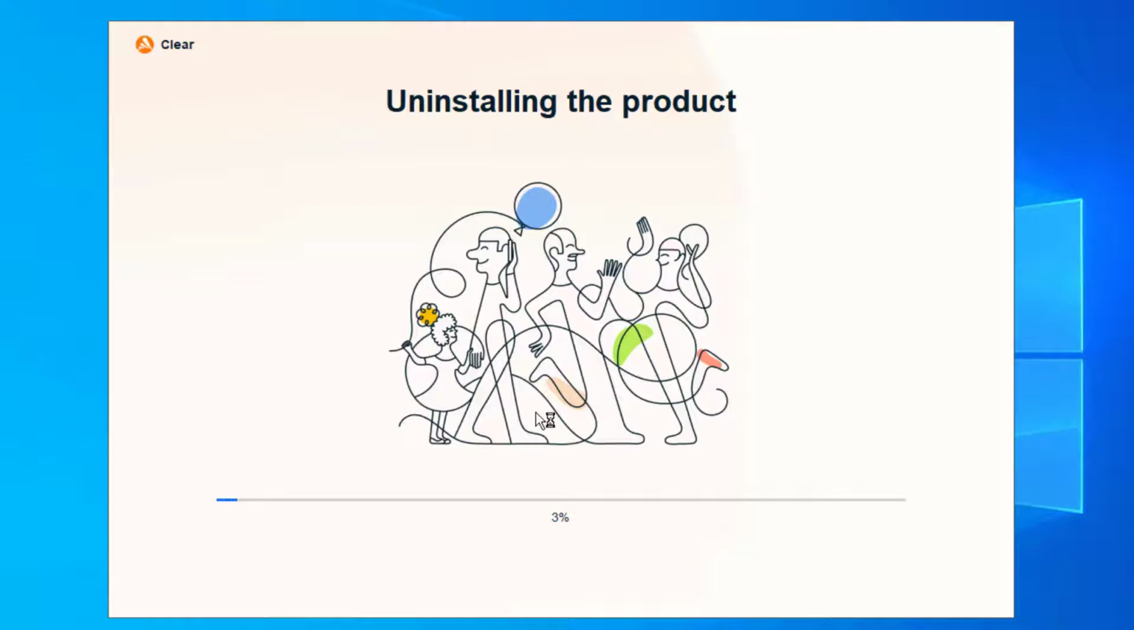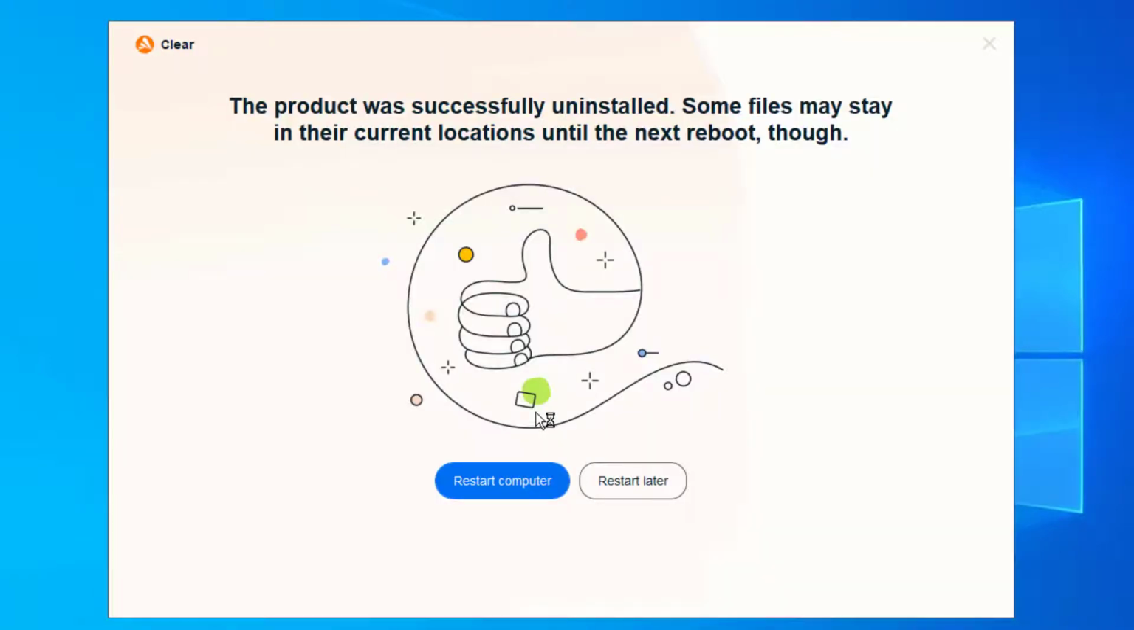Now, it is taking a little long, so depending on this video, I'll probably skip through and come back once it's completed. Oh, here it comes up. It's actually running pretty quick now. Alright, we'll see what happens then. So it has got uninstalled, and until the product has successfully uninstalled, some files may stay in the current location until the next reboot, though. So you can restart later.